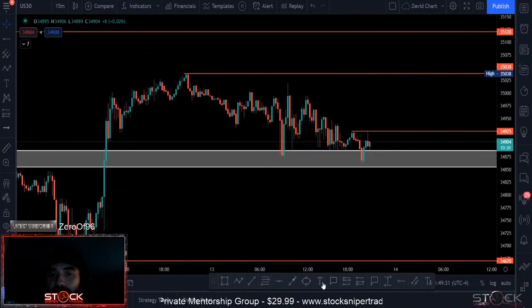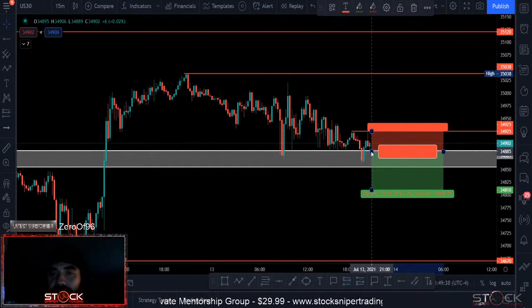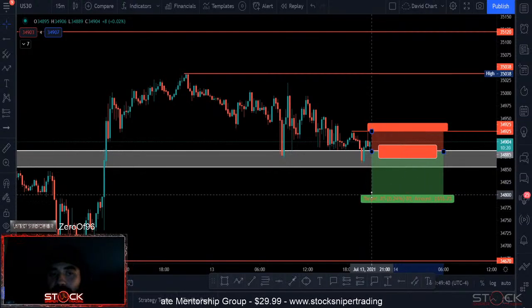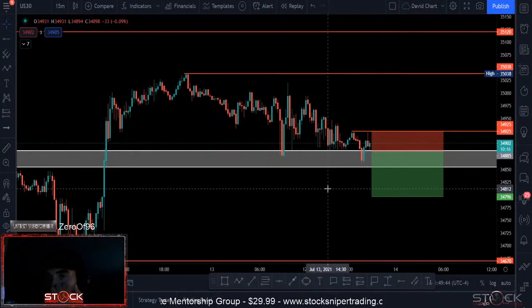Okay, so what I'm looking for is potential entries, both a short. Anything below here, like if price gets rejected around there, you can look to enter there. It can also fall, I don't think it'll fall all the way down there, but looking for a quick little scalp probably there to there.